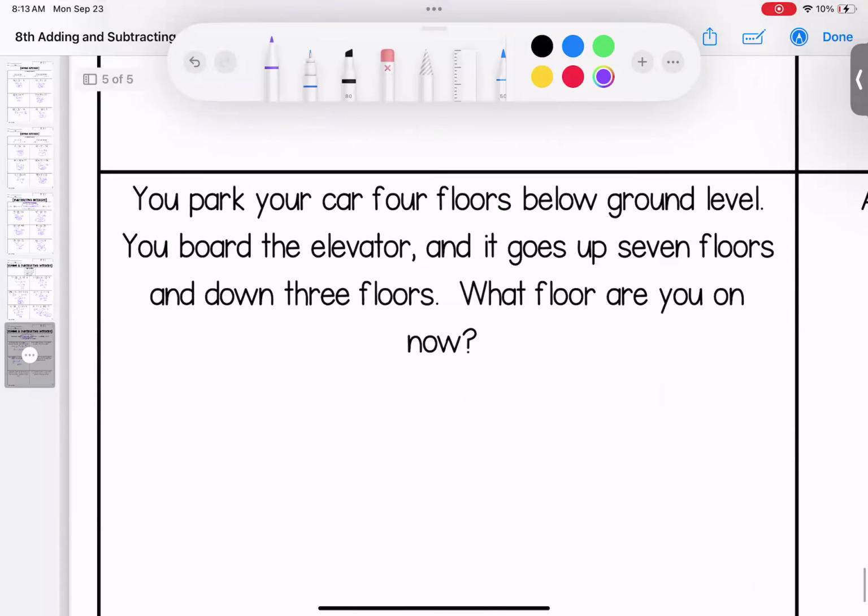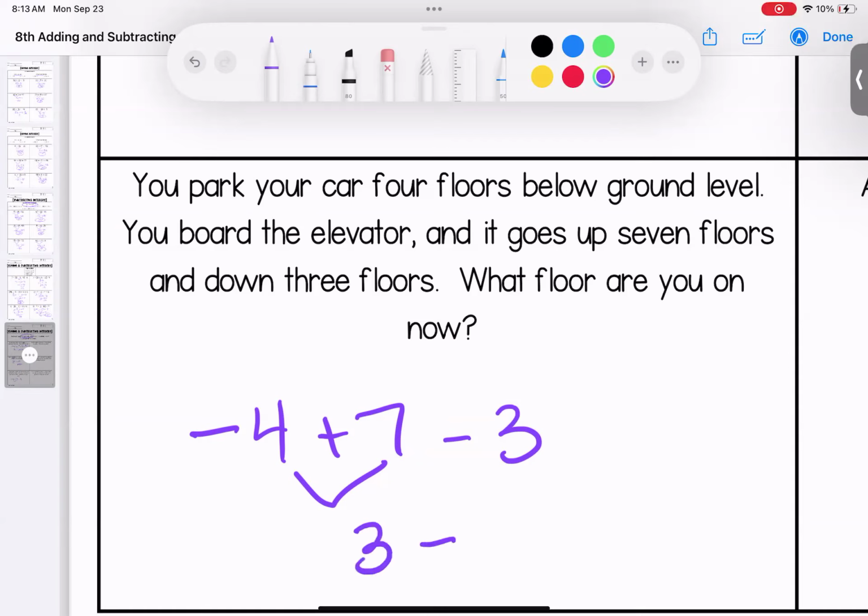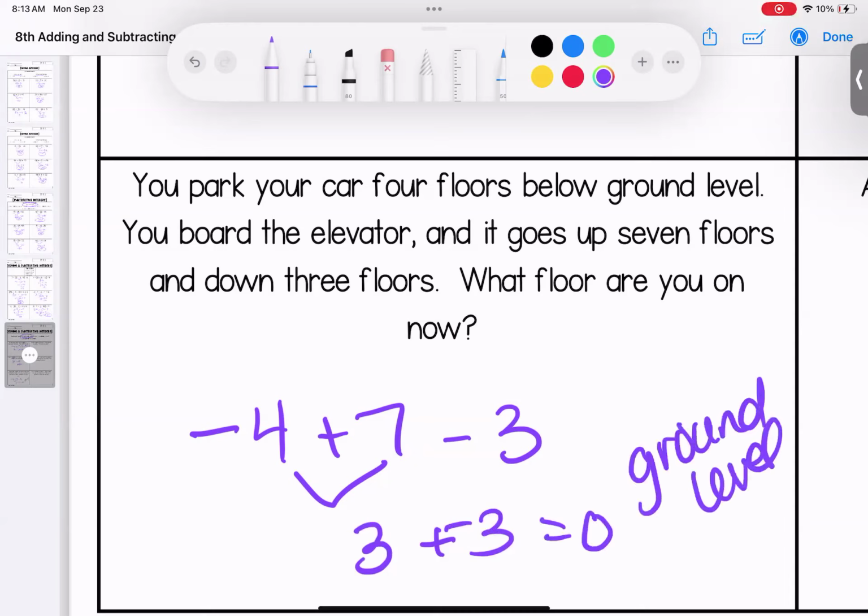You park your car 4 floors below ground level. You board the elevator and go up 7 floors and then down 3 floors. What floor are you on now? So if we're on the 4th floor, or -4, we're four floors below ground level. We go up 7 floors, we're now on floor 3. And if I then go down 3, I'm on 0 or ground level.